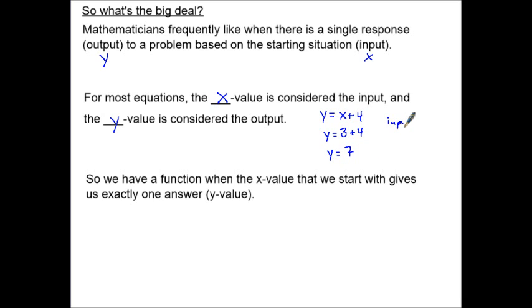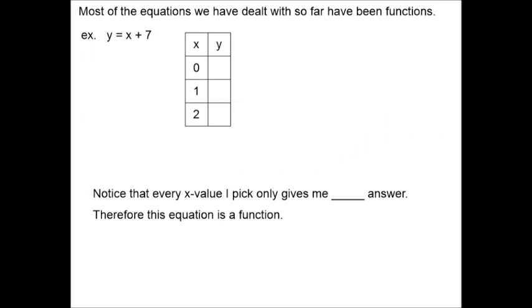So in this case, my input was 3 because that's what I plugged in as an x value, and my output was 7 because that's what I got after plugging in the 3. So we have a function when the x value that we start with gives us exactly one answer. Kind of like what happened here. I plug in 3 and I only got 7 out of it. Well, most of the equations we've dealt with so far in the year have been functions. For instance, y equals x plus 7 is definitely one we dealt with before, or at least similar to ones we've dealt with before.